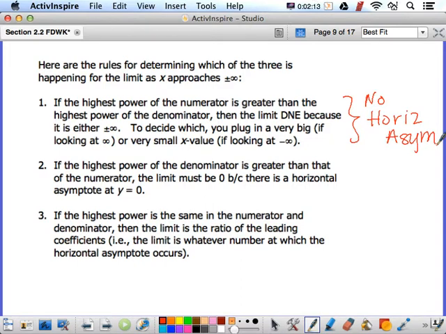And because of that, the limit as you approach infinity or negative infinity has to be infinity or negative infinity because there's no horizontal asymptote holding it down to a specified y value. If the highest power is in the denominator, there is a horizontal asymptote at y equals 0, and the limit as you approach infinity or negative infinity also has to be 0.